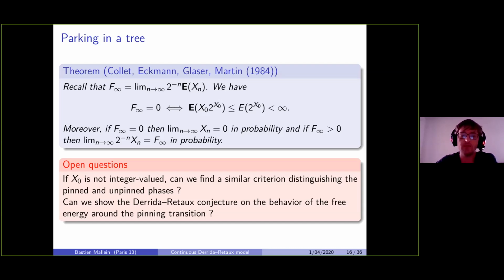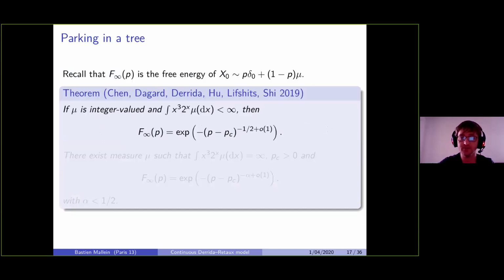So another point for sure is, well, can we show the Derrida-Retaux conjecture on the behavior of the free energy around the phase transition as well? So can we show that this free energy behaves as e to the minus 1 over (p minus pc) to the half? So this result has been recently proved by a huge team, so Chen, Dagard, Derrida, Hu, Lifshitz, and Shi.